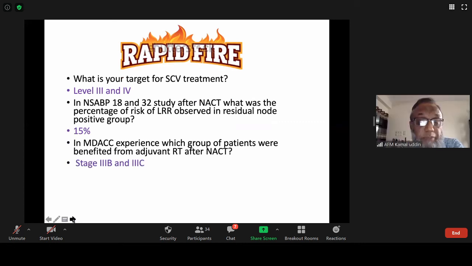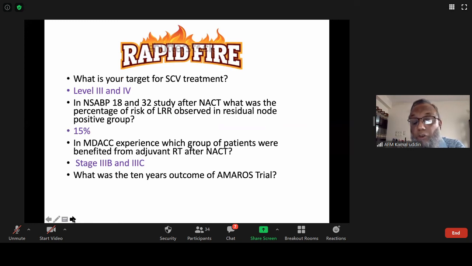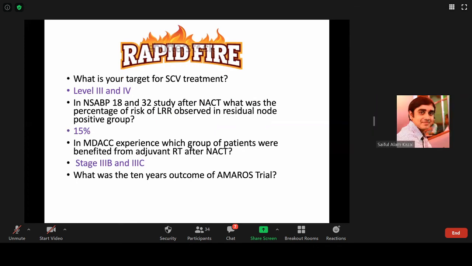They said that stage 3B and 3C were the benefited. So what was the 10 years outcome of the AMAROS trial? What was the conclusion of the AMAROS trial after 10 years? What have they concluded? Sir, lymphedema was higher in the surgery group.